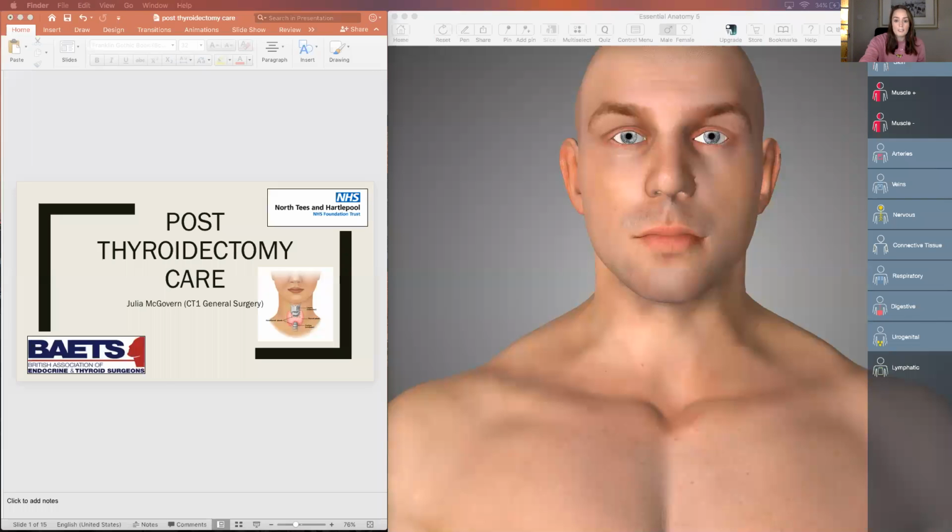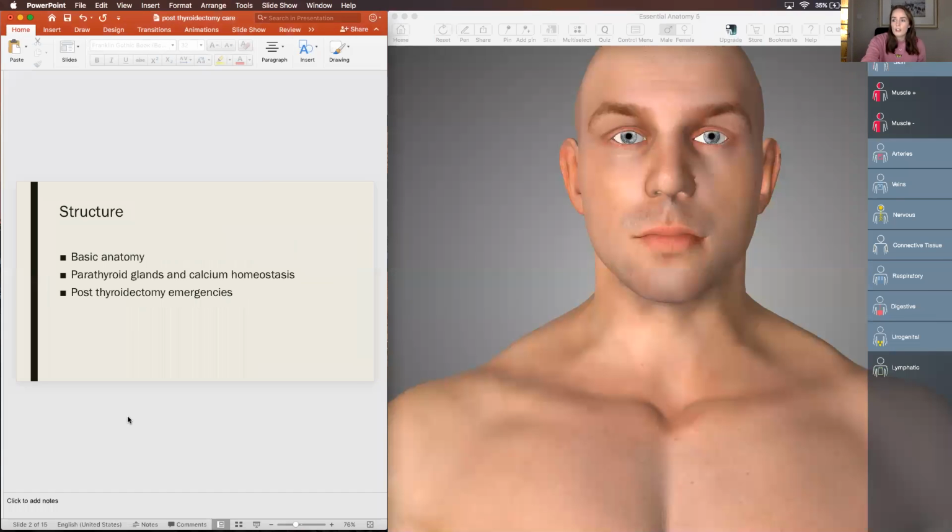So what you should now be able to see is my PowerPoint on the left-hand side and the Essential Anatomy app on the right-hand side. The structure of the talk is going to be an initial part of basic anatomy, and the reason why this is important is it'll give you the context to understand the post-thyroidectomy emergencies, why they occur, and how you can help to resolve them. I'm also going to look at briefly parathyroid glands and the calcium and their role in calcium homeostasis. And again, this fits into the potential risks of a thyroid operation.